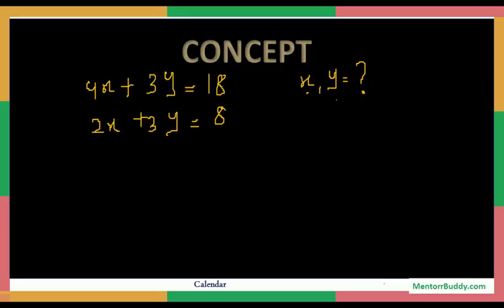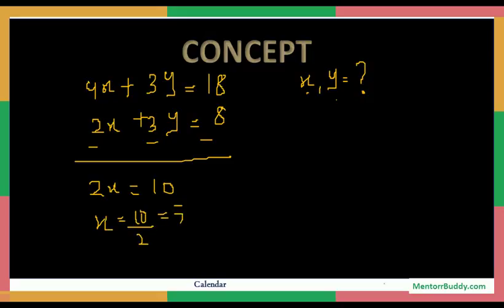So how am I going to solve this? I'm going to subtract this equation from this equation. So solving this, 4x minus 2x will be equal to 2x, and 3y minus 3y is equal to 0, is equal to 18 minus 8, which will be equal to 10. So x will be equal to 10 by 2, that will be equal to 5. So the value of x is equal to 5.